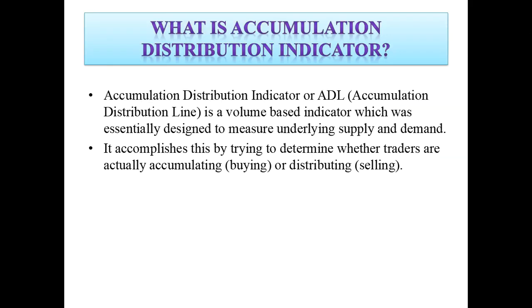Now, the Accumulation Distribution Indicator, or ADL, is a volume-based indicator which was essentially designed to measure underlying supply and demand. It accomplishes this by trying to determine whether traders are actually accumulating, that is buying, or distributing, which is selling.